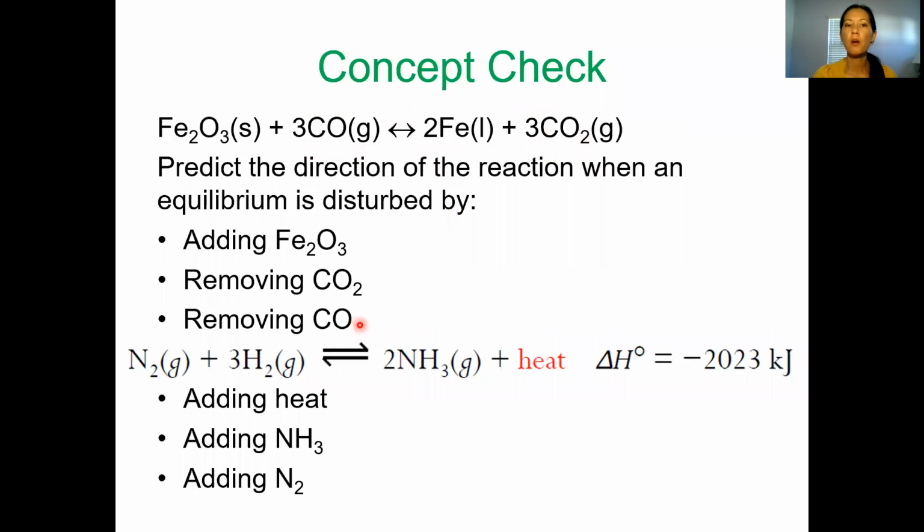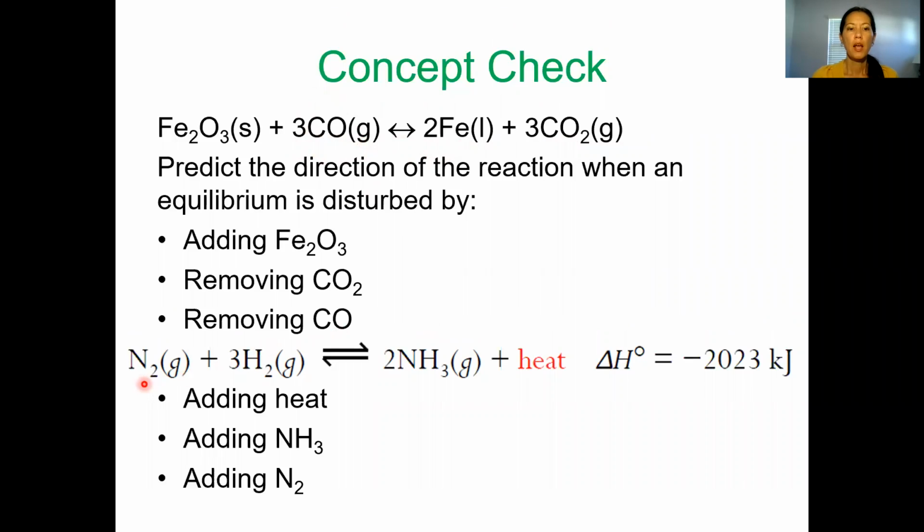What if you remove carbon monoxide here? If you take away some of this reactant, the reaction wants to shift to make it up. So if you remove some of the carbon monoxide, the reaction shifts to the left. And what I mean by shifts to the left is the reaction will want to go in the left direction. The products will react to give more reactant, more carbon monoxide. So this goes to the left.